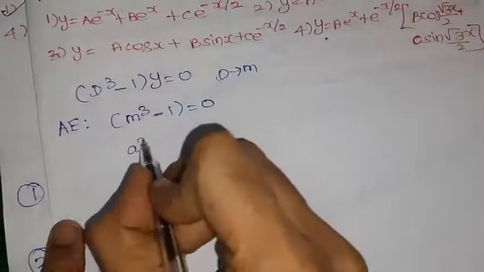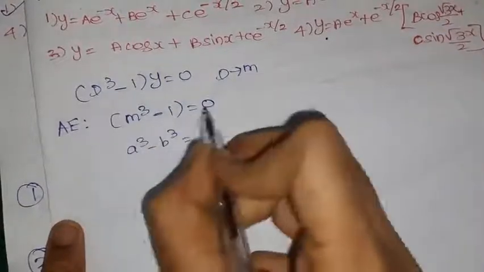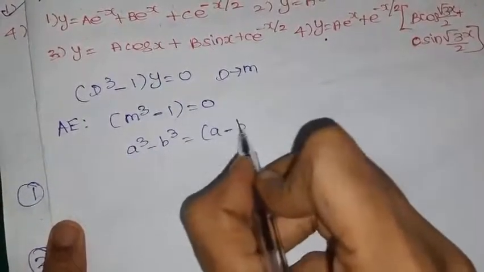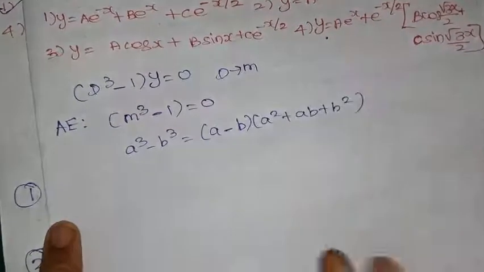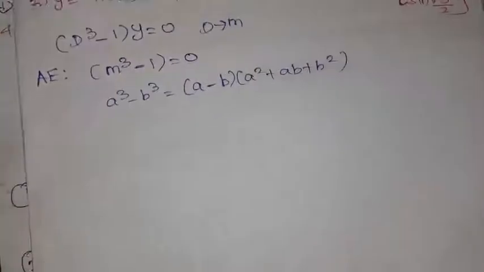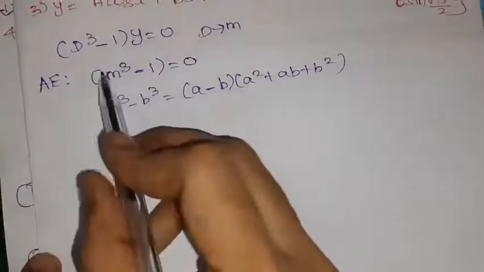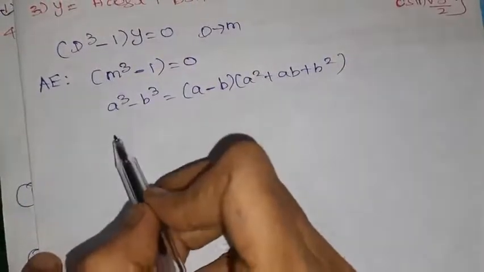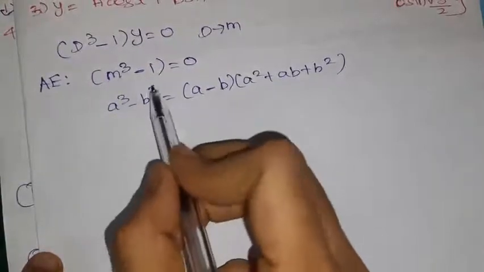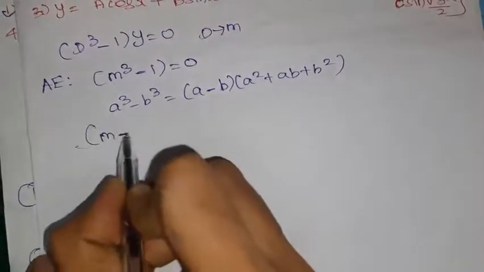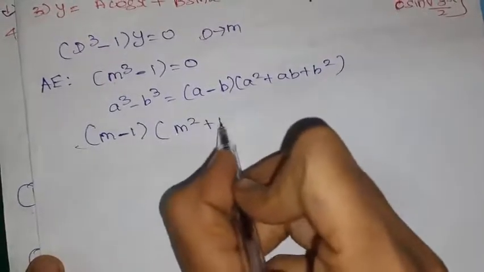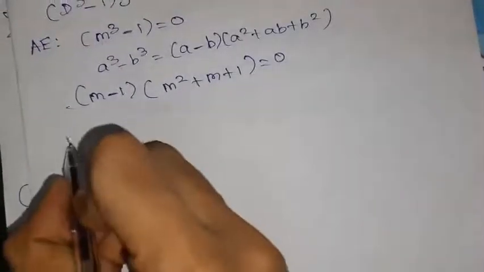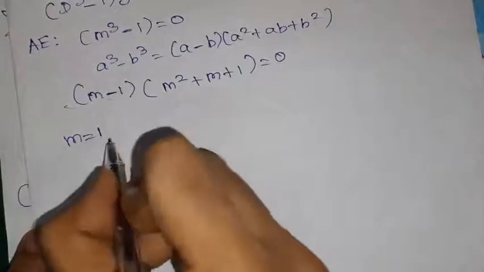This is like a cube minus b cube format, right? We have three roots, a minus b into a squared plus ab plus b square. So we will find out the roots for this. A minus b is nothing but a equal to m, b equal to 1. So m minus 1 into m squared plus m plus 1 equal to 0. So m minus 1 equal to 0, one root is nothing but m equal to 1.